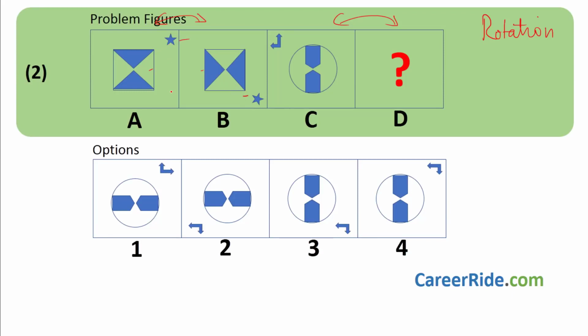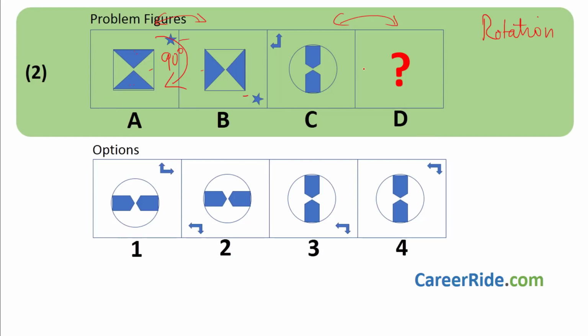The star was over here, it came over here, this was over here, it came over here. So that means this also has been rotated. By how much? By 90 degrees. It is not 180 degrees. If you rotate it 180 degrees, what will happen? This will come over here, this will go over here and we'll get the same figure. Only thing is, this would come on this side. So here it is only rotated by 90 degrees.